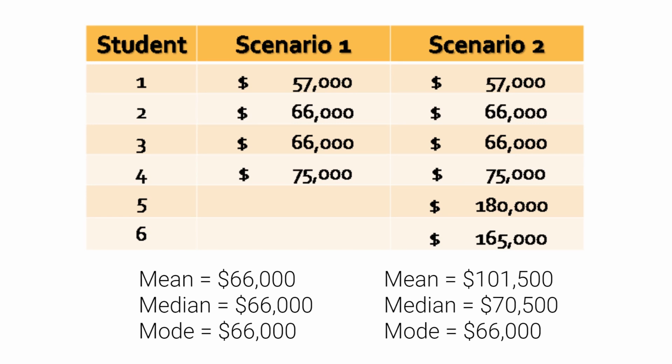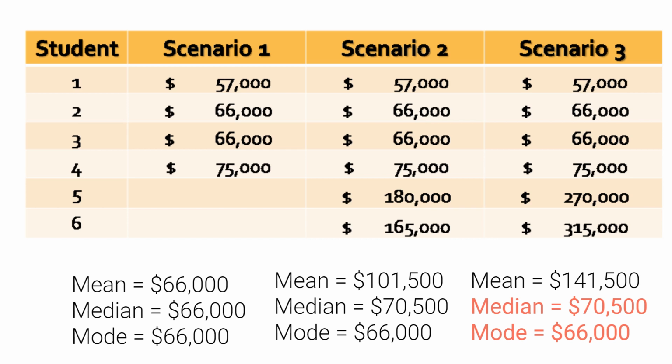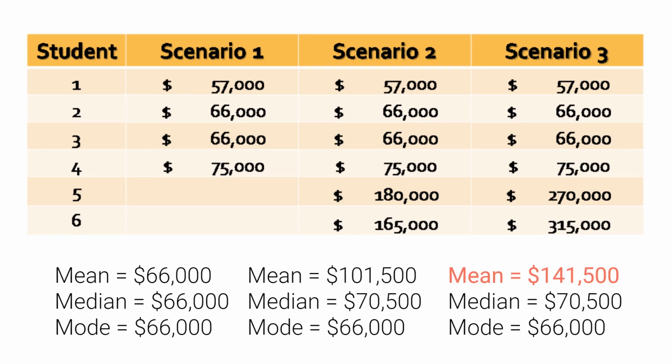After computing the average starting salaries from this data, we can see that the median and mode have remained unchanged between Scenario 2 and 3, but that the mean has increased by $40,000. That's a big amount. So what can we conclude from this?